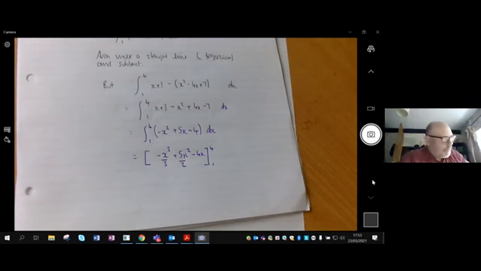And all the usual provisos: if you got those the wrong way around and put 1 and 4 there, your answer will be negative, but it will be exactly the same numbers. Nothing to panic about. And it used to be things like that when I was your age that used to really get me in a sweat. And at the end of the day, it's not that big a deal.